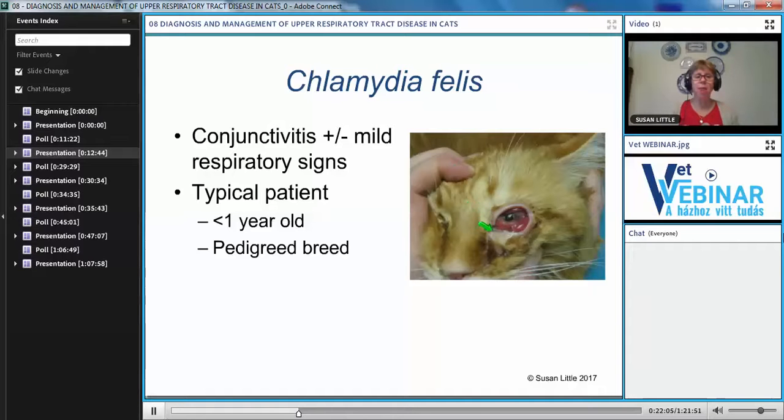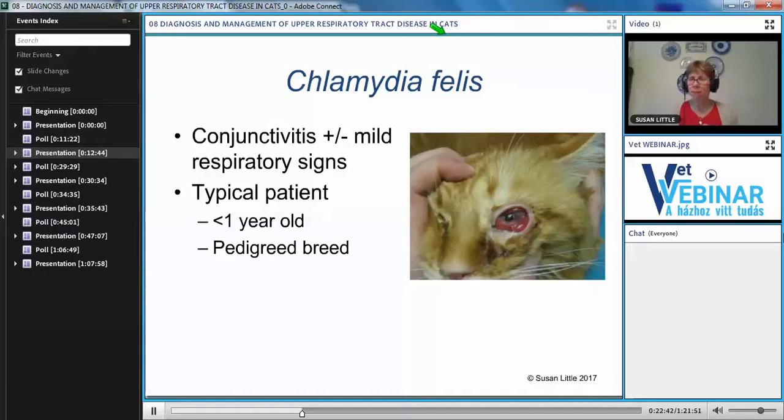So again, I think of this primarily in cats like the one that you can see in this image that has conjunctivitis, sometimes quite severe with chemosis, for example, and minimal other upper respiratory tract signs. That's going to make me think of chlamydia. A typical patient is usually younger, so this is not so common in middle-aged or older cats, much more common in cats that are a year of age or younger, and more common in pedigreed breeds than it is in just the random bred domestic cats. Certainly can occur in older patients, can occur in any type of cat, but that would be the typical patient.